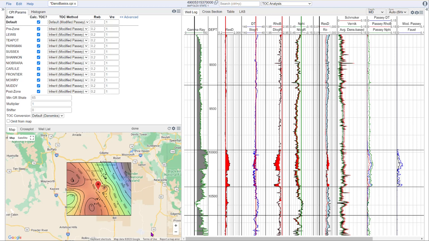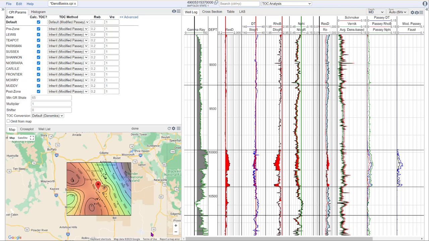So today I'm going to be bringing you another Danomics Basics video, and in this case we're going to be looking at how we can calculate total organic carbon, or TOC, as you've probably heard it referred to. Now, when do we want to calculate TOC? We want to calculate it whenever we're working with organic shales.